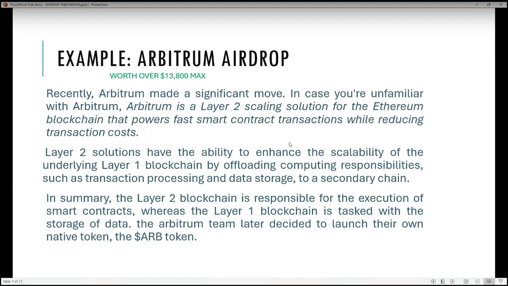Okay, so now let me explain a little of what was just said in English for those who are newly into this space. I was explaining about Arbitrum. I said Arbitrum is a layer 2 scaling solution. They belong to layer 2. You know, they have layer 1, they have layer 2. Ethereum is a layer 1 solution. Now Arbitrum is a layer 2. Their aim is to power fast smart contract transactions while reducing the transaction cost.